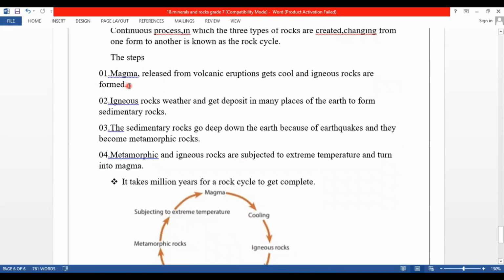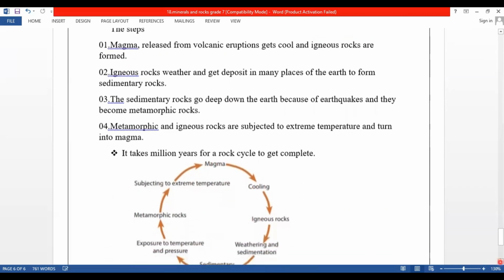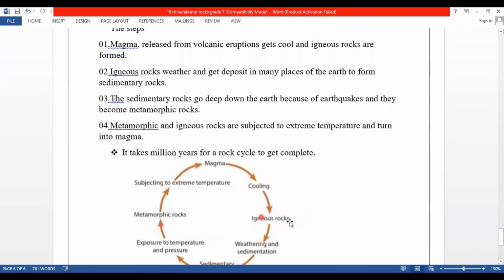Magma, you know the magma, is released from volcanoes during volcanic eruptions. They get cool when the magma flows out. I told the name for them as lava. The lava cools down and forms the igneous rock like this. Magma cools and forms the igneous rocks. And igneous rocks get weathered. Weathered means break into small pieces. You learned 3 types of rock weathering.